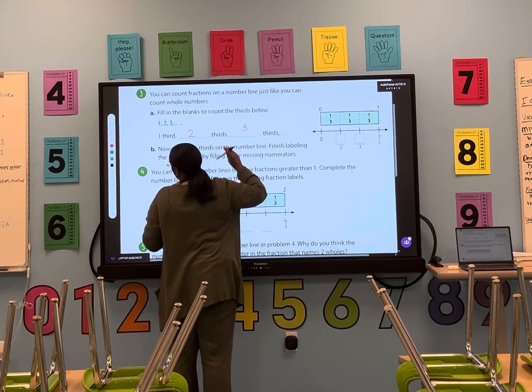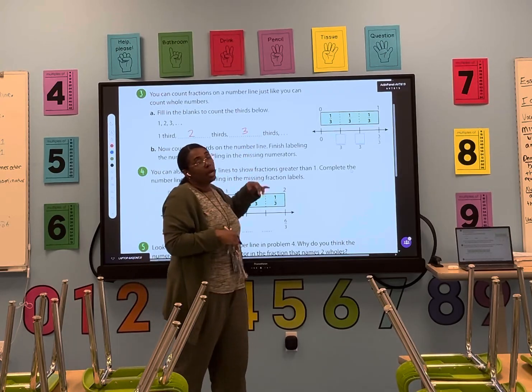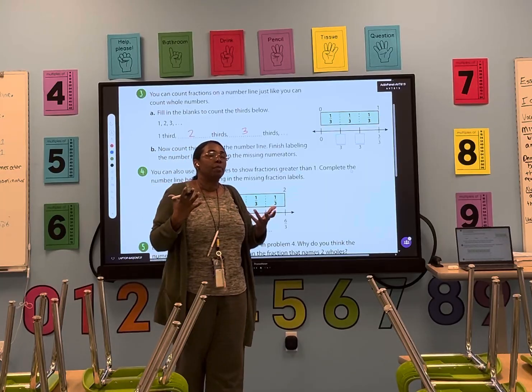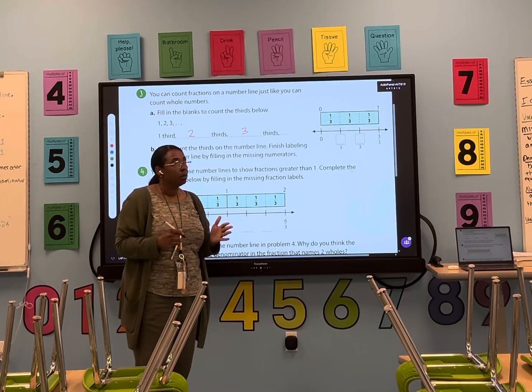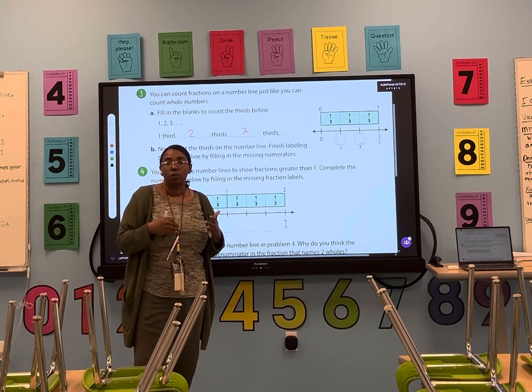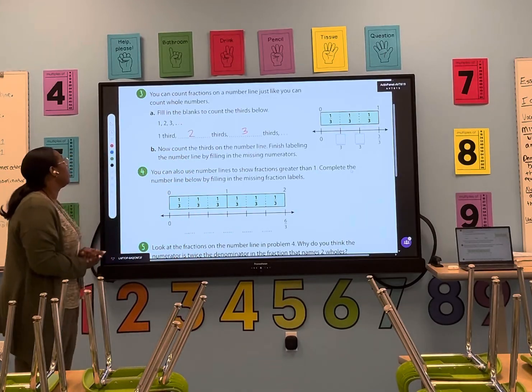And then they actually stopped the count there with the little dots because it'll continue on forever. And I'm assuming they stopped it at 3/3 because right now we're looking at fractions that kind of stop at one whole, and we usually stop at 3/3 because 3/3 is one whole. All right, so let's go to B.